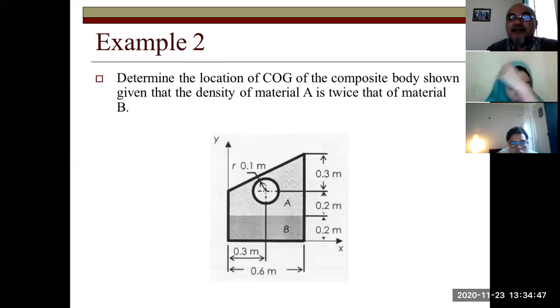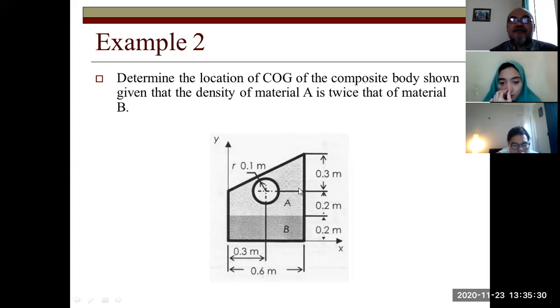Now, that is when the density is the same. In the second example, it has similar geometry, consisting of a rectangle plus a triangle, and then there is a circular hole in the middle. But now part of the rectangle has a density twice that of the material of the other one. So here the density of material A, from 0.2 meter above, is twice the material B, 0.2 meter below.